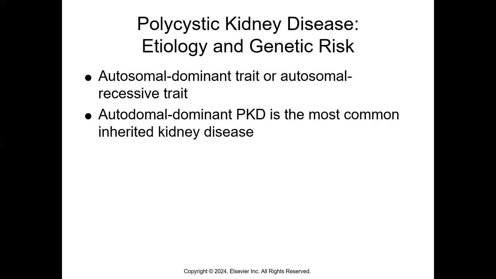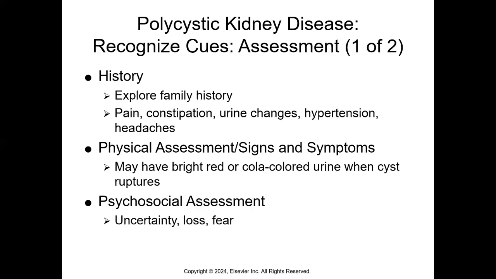Depending on which type of polycystic kidney disease, it can be autosomal dominant or autosomal recessive. Most commonly it is autosomal dominant polycystic kidney disease, and there's really no way to prevent this. The key is early management and helping the kidneys to bounce back from the different cysts that are within the kidney.